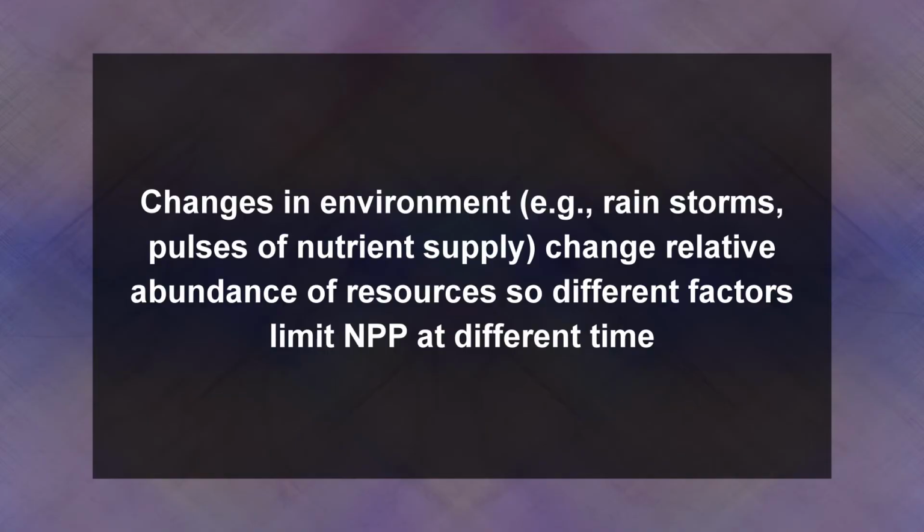On the other hand, changes in the environment, for example, rain, storms, pulses of nutrient supply, change the relative abundance of resources, so different factors limit NPP at different times. It must also be known that temporal changes also limit NPP because essential resources do not become equally available at the same time. Many ecosystems experience a pulse of nutrient availability at the beginning of the growing season, when temperatures may be suboptimal for growth, thereby showing enhanced NPP.